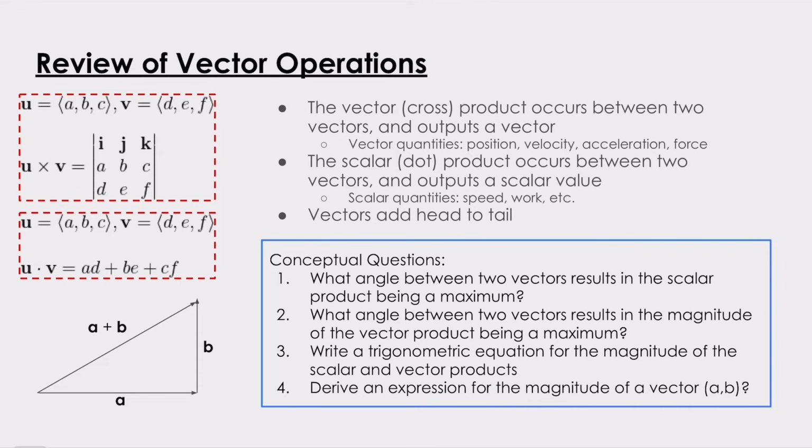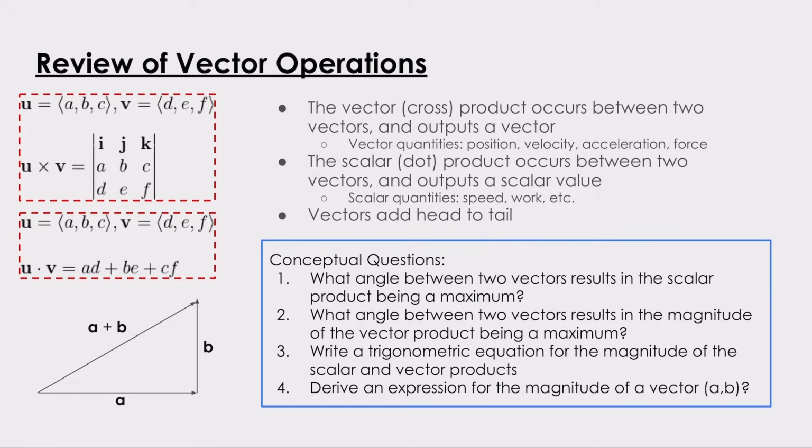So we'll do a very brief review of vector operations. The two that I'm going to be talking about are the scalar or dot product and the cross product. At the top of the screen, you can see the cross product, which is the vector product. The cross product is a vector product between two vectors, and it outputs a vector as well.